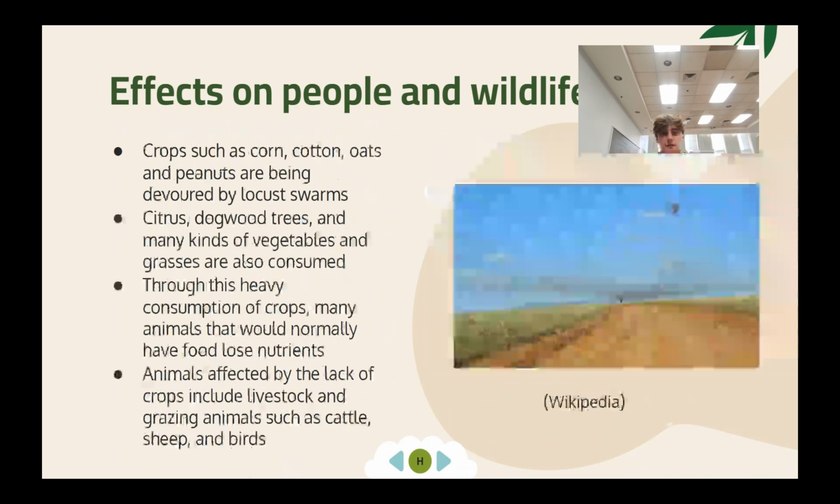On wildlife, locust swarms target crops such as corn, cotton, oats, and peanuts, and they also target citrus types of trees and certain types of grasses. This is going to affect mainly animals that graze, such as cattle or sheep, any type of livestock. And this does relate to humans too, because any livestock herders, anyone who makes money through meats and eggs and poultry, stuff like that, is also going to be affected by these locust swarms because they have less food for their animals. And that brings us to the end.